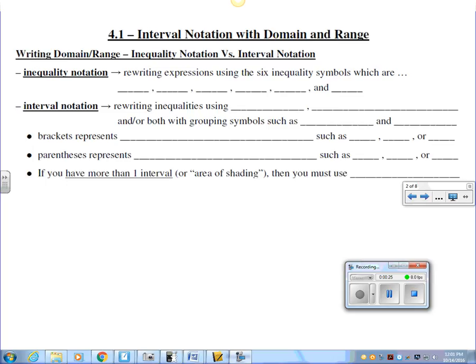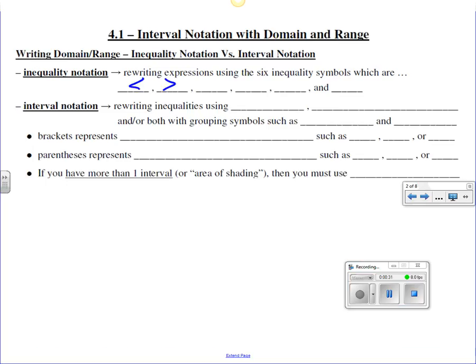All right, inequality notation is expressions using the 6 inequality symbols, which are less than, greater than, less than or equal to, greater than or equal to, equals, and not equals. Interval notation is when you rewrite inequalities using numbers and positive infinity and negative infinity. You also use grouping symbols such as brackets or parentheses.